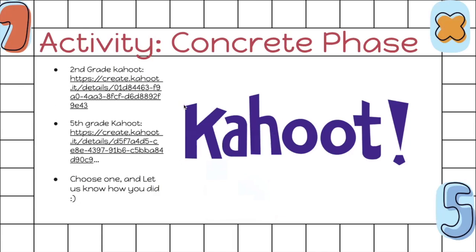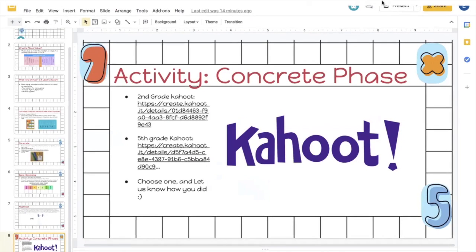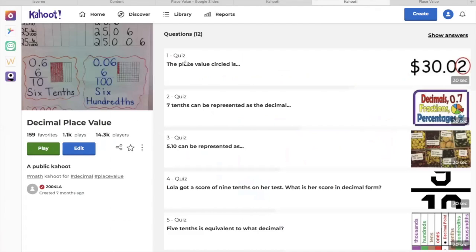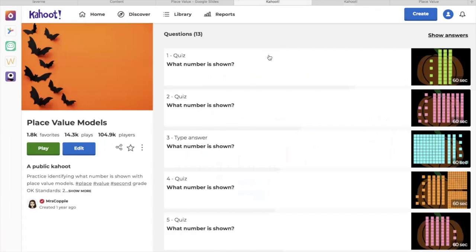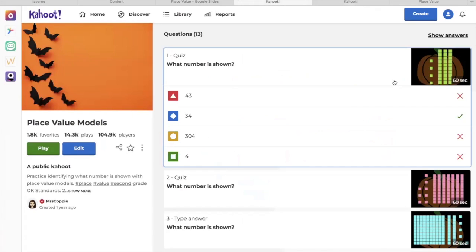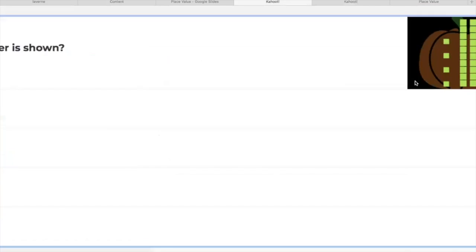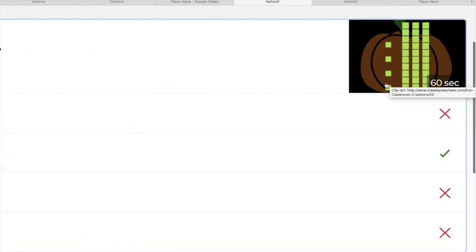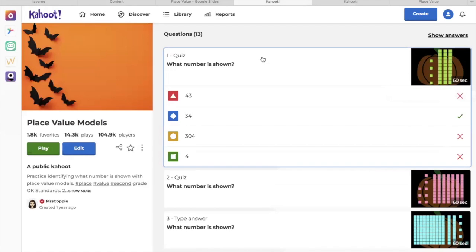So for our activity, we chose Kahoot, and we actually found two Kahoots, one for second graders and one for fifth graders. I'm going to show you the second grade one first. What is great is that it has all these questions, like what number is shown, and for example in this one there are three tens and four ones, so the answer is 34.